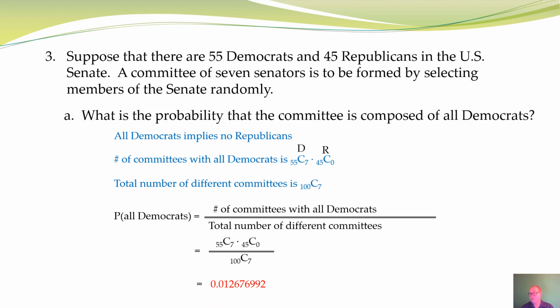It becomes 0.012676992. Now, this may not make a whole lot of sense, but if you rounded it to 2 decimal places and changed it to a percent, there's a 1% chance that the committee will be all Democrats if the 7 are chosen randomly. That's very, very small, which is unlikely.